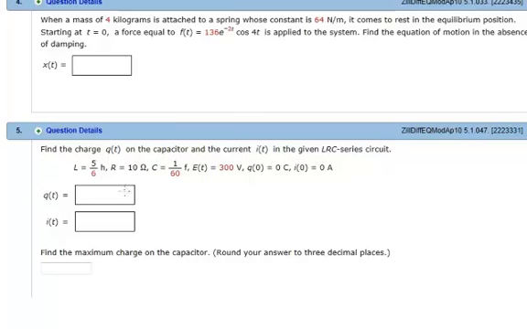So you'll find your Q and your I, and when it says find the maximum charge on the capacitor, so charge is Q, and to find the maximum, you'll take the derivative of Q, set it equal to 0, and it says actually just find the solution to 3 decimal places. Okay, so last problem is number 4.